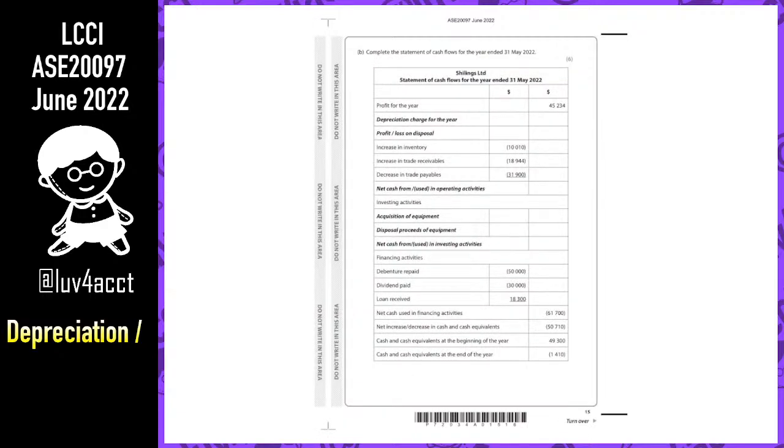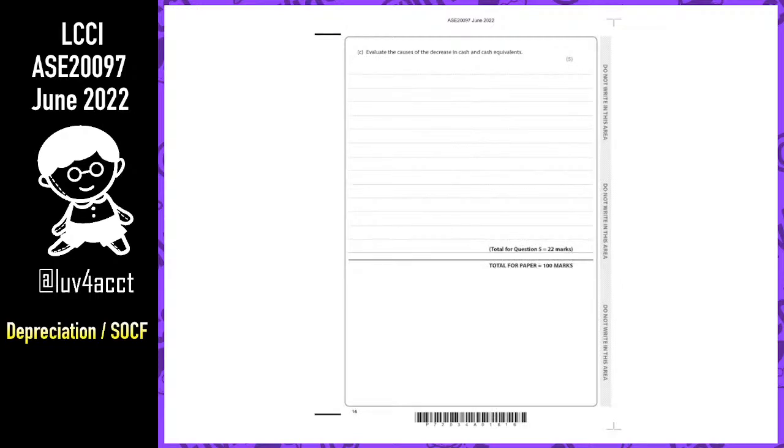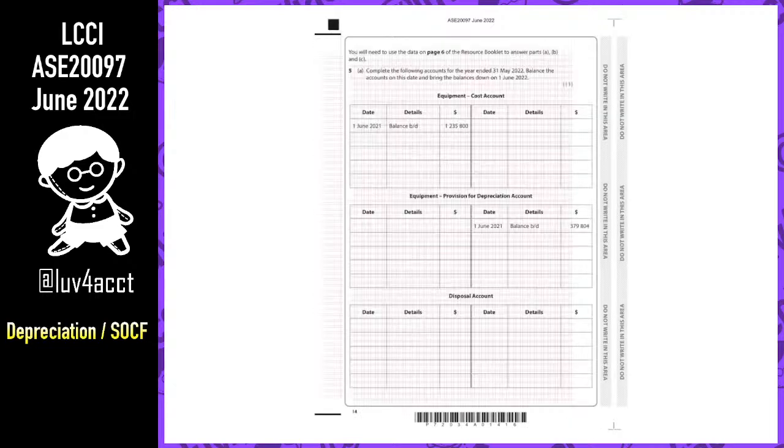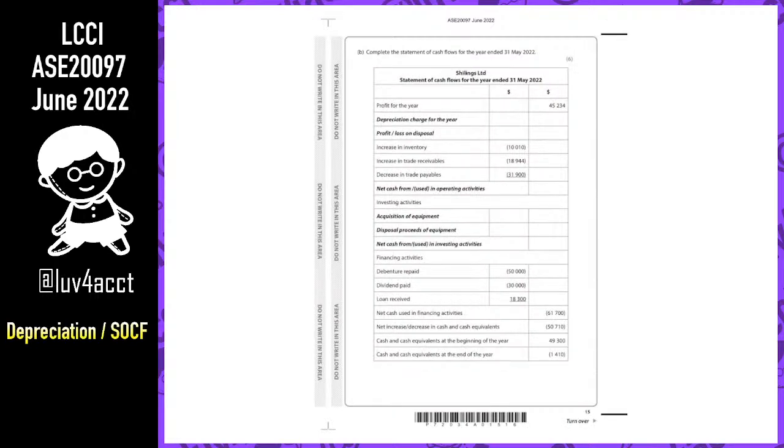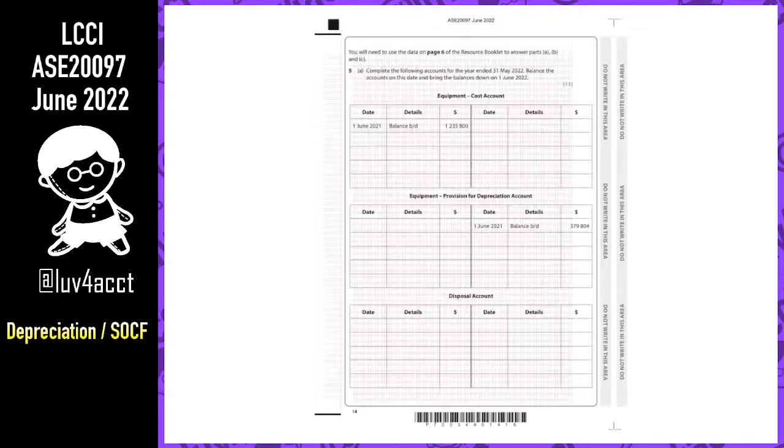Apart from depreciation, we also have statement of cash flows. So new item in level 3. I don't know if you're okay as well. I am okay, so let us start. Last question. We also have a 5-point evaluation question on a decrease in cash and cash equivalent. Do we have to work on it? Yes, we do. So let's see.